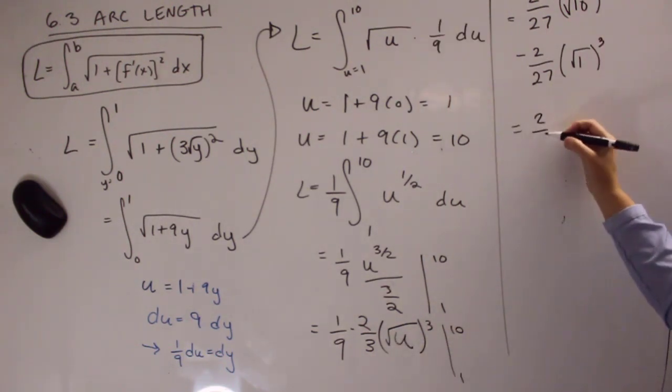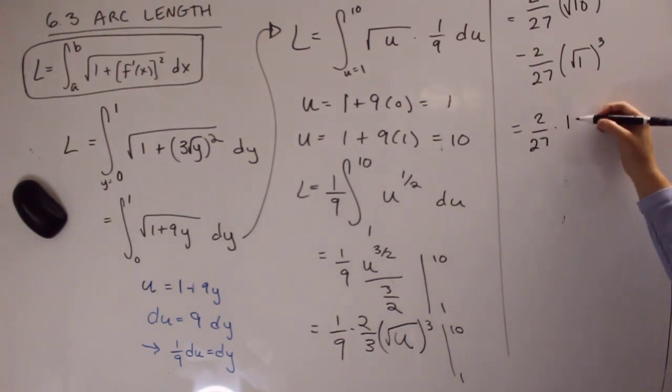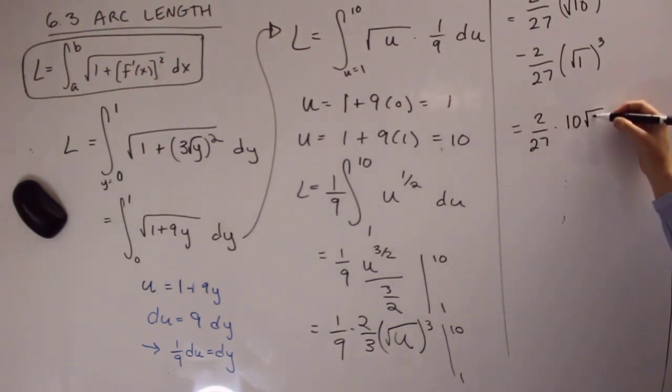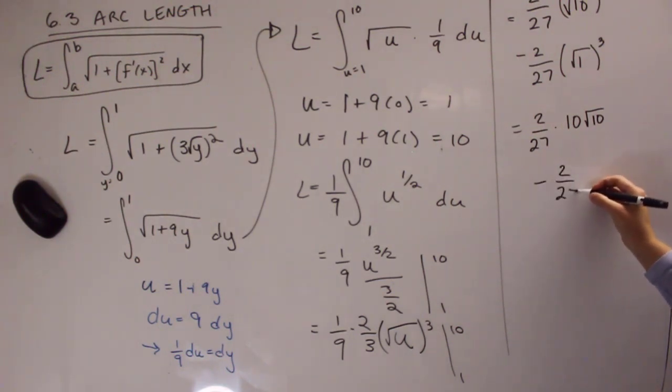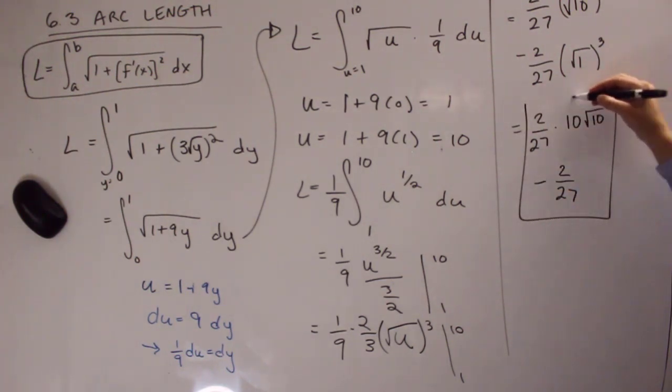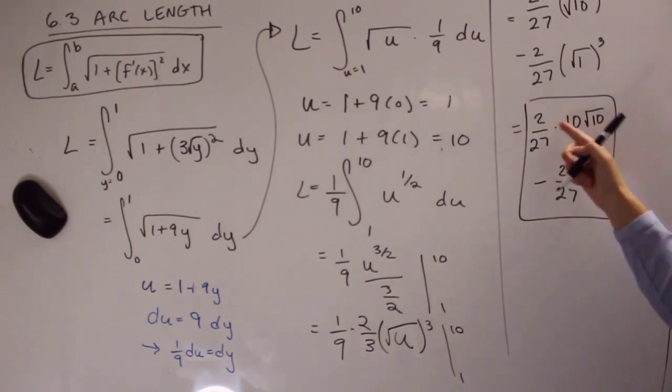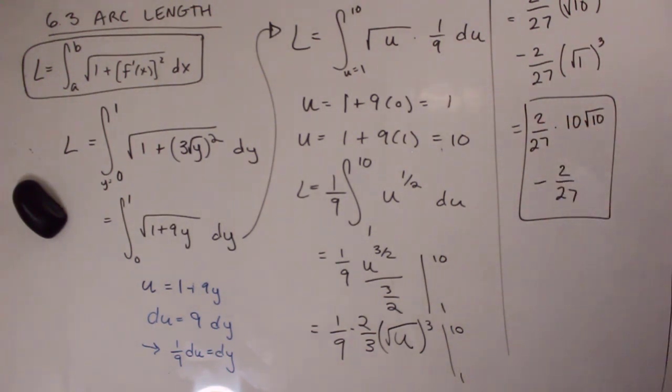Okay, just from right back here. So that's 2/27 times 10, and then one more square root of 10. So this is minus 2/27. Final answer. And you can make this maybe 20, but that's good enough. This looks fine. And so that is our arc length.